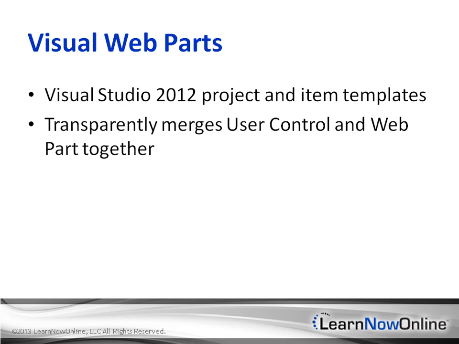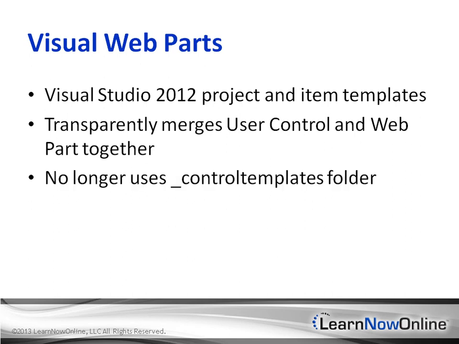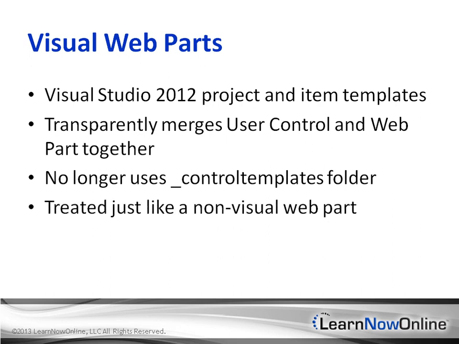And now in Visual Studio 2012 those are both merged together, so it's actually really easy. It no longer uses the control templates folder, so the compiler actually lets you use the user control, and you get the great design time experience of being able to put in static HTML if you want. And then when the compiler compiles it, it looks as if it's just a regular web part to SharePoint. SharePoint treats it just like a regular non-visual web part. By doing this, it really simplifies development.